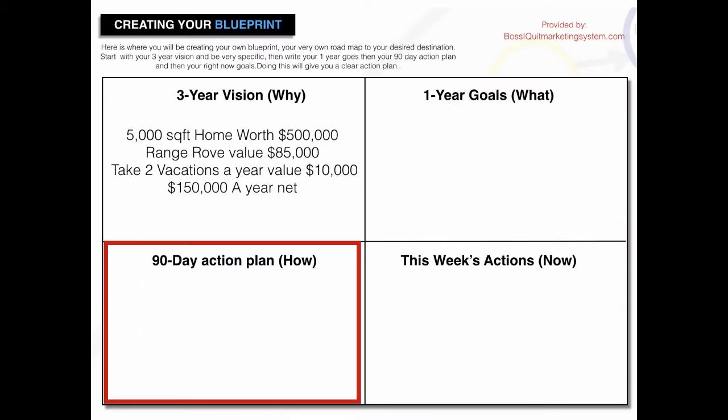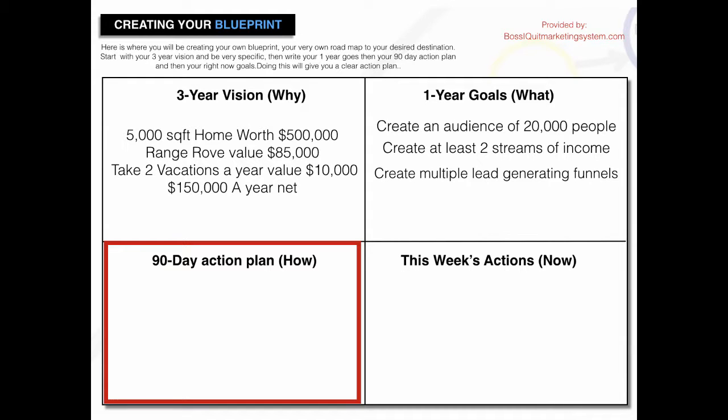This is the how. Okay, so remember, our 1 year goals is what we have to do to hit our 3 year vision. So, our 1 year goals, just to do a real quick recap, we have to create an audience of 20,000 people, to create at least two streams of income, and to create multiple lead generating formulas, and then, of course, create value.